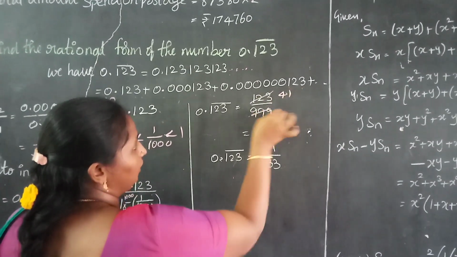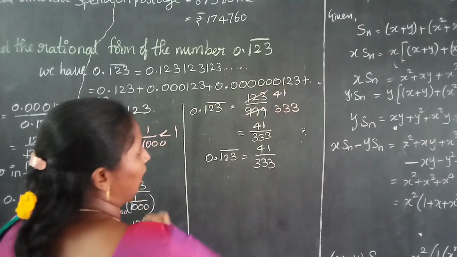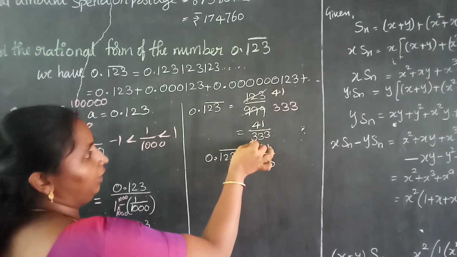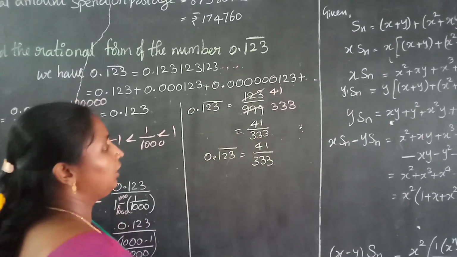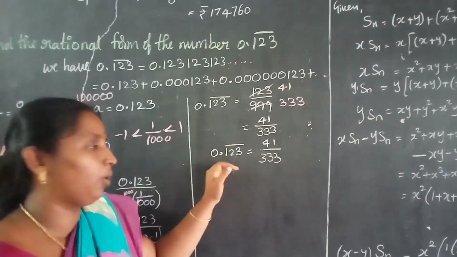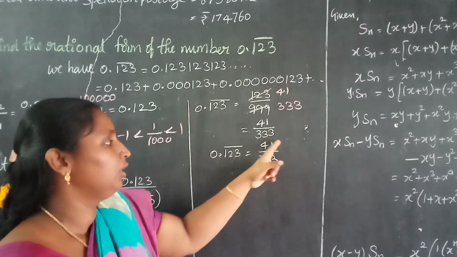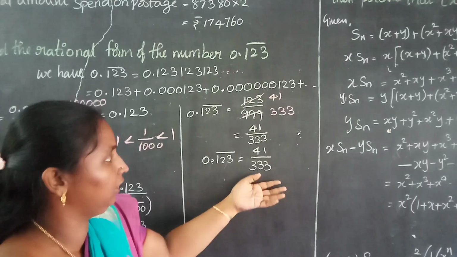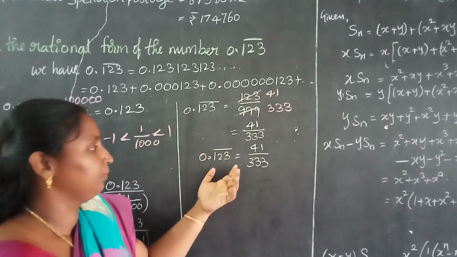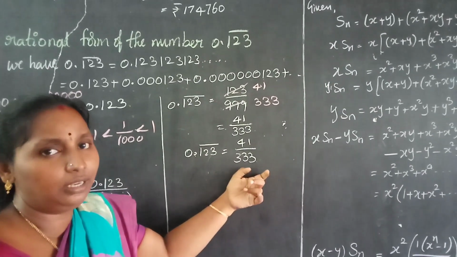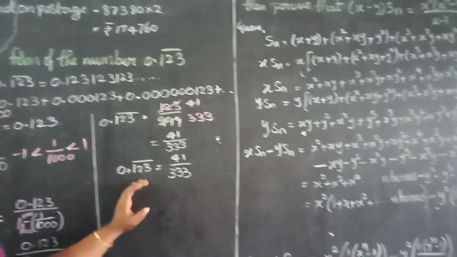3 4s are, 3 1s are, 333, sir. So we will get 41 divided by 333. So 0.123 bar equals 41 by 333. So we will express the given number into a rational form. Okay. So did you understand this?